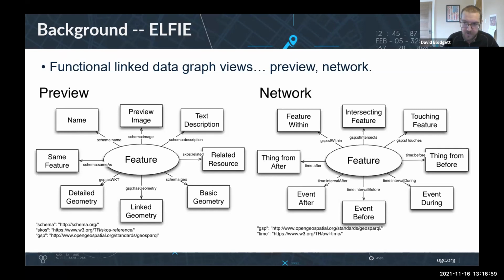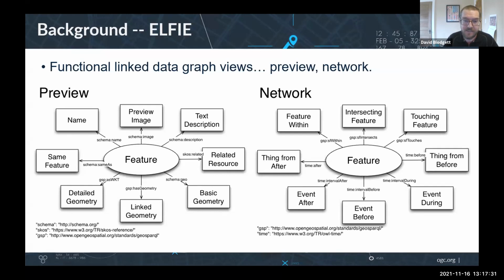So when thinking about an environmental feature, a river, right? When you go to Wikipedia and look up a river, or you go to Google and look up a river and you get a Wikipedia page, the way we thought about this in the ELFI project was there are two perspectives on that feature that have a distinct role in how we discover information and catalog information about a feature.